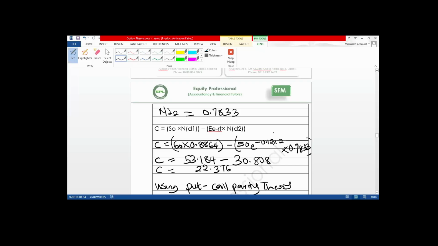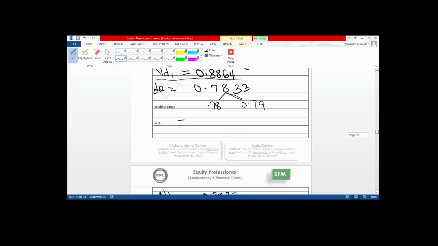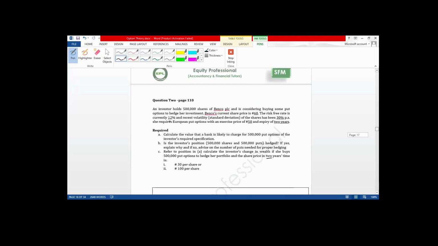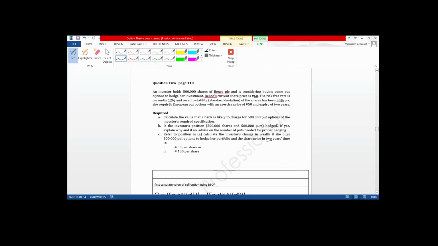Requirement B. Please, let's try. We don't know what the examiner will say. What we can do as much as possible is to try to address your syllabus.